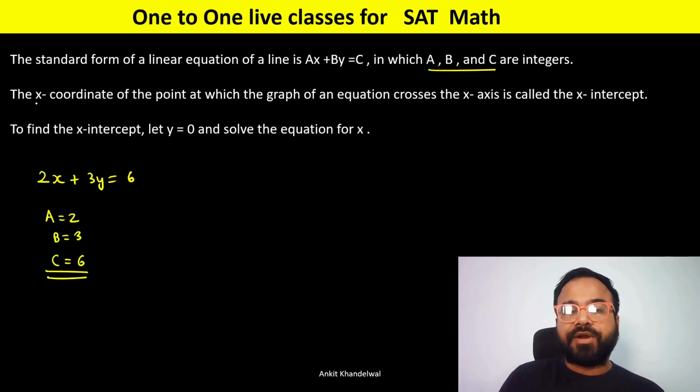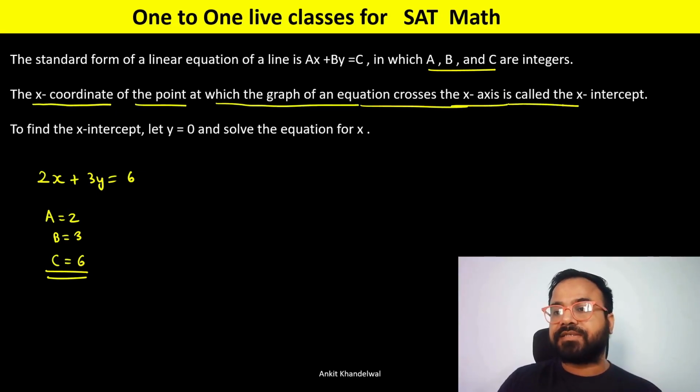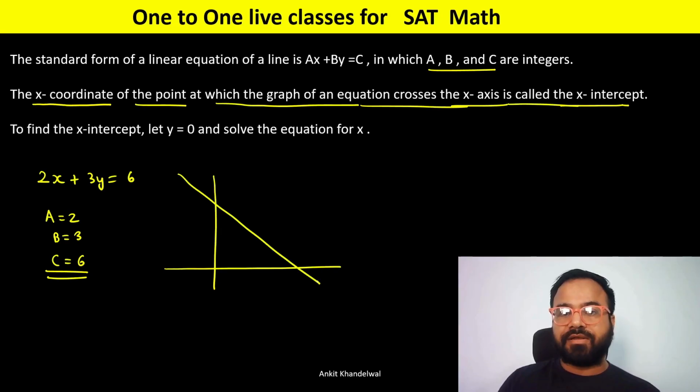Now another point: the x-coordinate of the point at which the graph of an equation crosses the x-axis is called the x-intercept. If there is a line like this passing through the x-axis, let's say at the point (2, 0), then this 2 is called the x-intercept. So 2 is the x-intercept of this line.